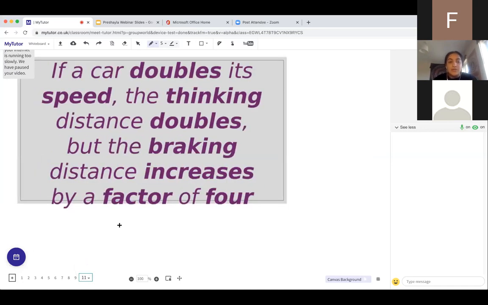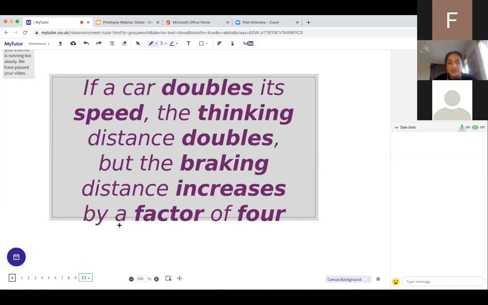Okay, so here's the rule that I was talking about earlier. If a car's speed doubles, the thinking distance doubles, but the braking distance increases by a factor of 4, which is why it can be so dangerous if we don't understand that by doubling our speed, we increase our braking distance by a factor of 4. It's really important that we understand that as drivers, so that we are aware of our surroundings and how long it's going to take us to brake and possibly avoid an obstacle.